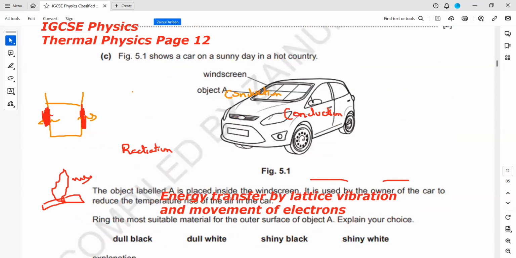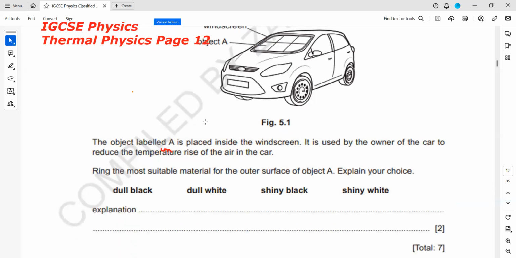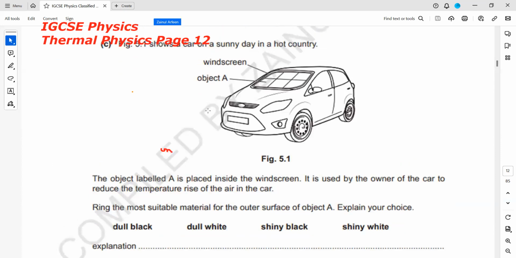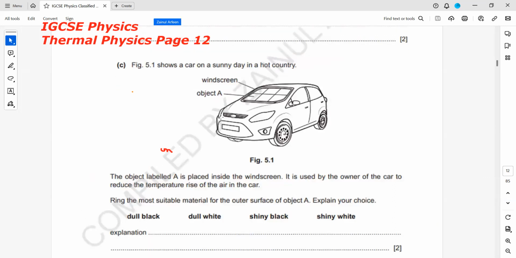In this question, figure 5.1 shows a car on a sunny day in a hot country. The windscreen is there and the object A, like usually the screen protectors, the sunshades, are there. Then they're saying the object labelled A is placed inside the windscreen and it is used by the owner of the car to reduce the temperature rise of the air inside the car. Ring the most suitable material for the outer surface of object A.